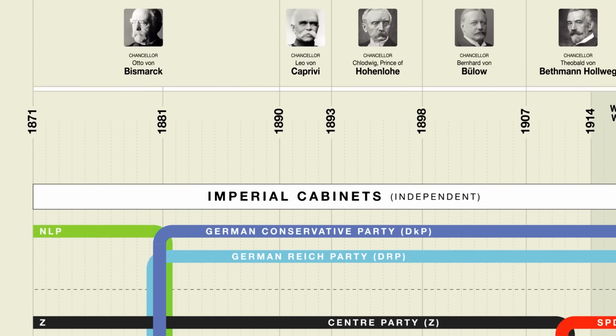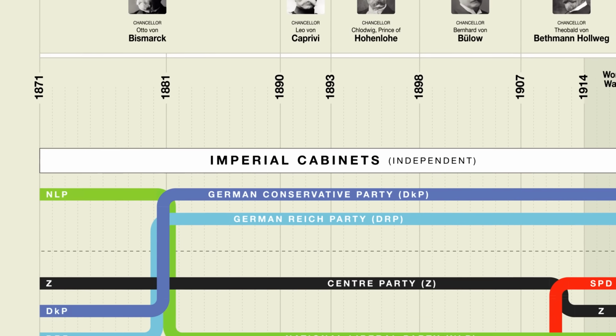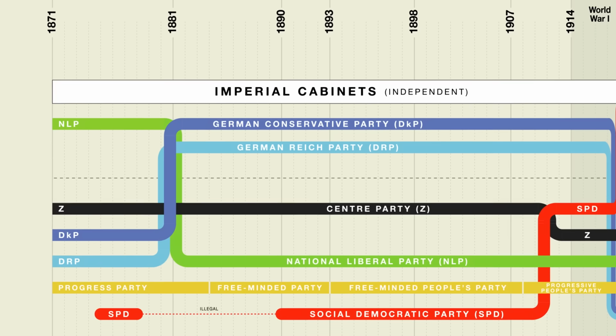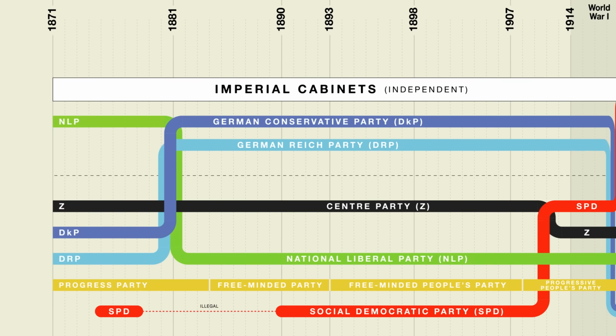That said, I do want to introduce you to the main parties that existed during that period, as they played an important role in the formation of later parties. Initially, the largest party in the Reichstag was the National Liberal Party, or NLP, shown in green. For the first 10 years, they supported Bismarck, which is why I show them above this line here.